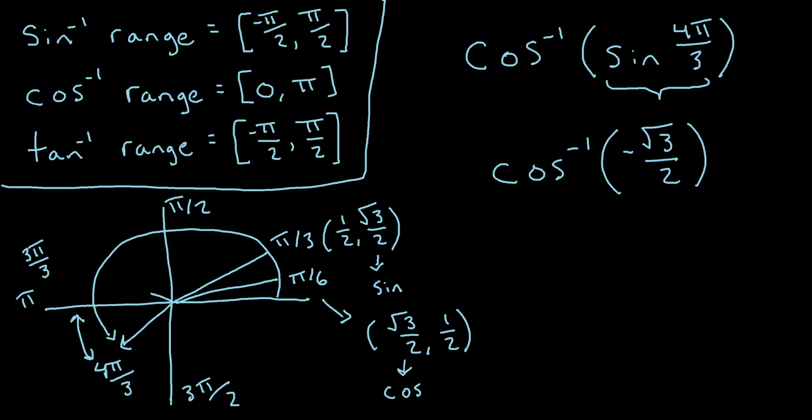But if we go over here in quadrant 2 and we think about 5 pi over 6, what are the xy coordinates on that? Well, that would be negative root 3 over 2 and 1/2. So 5 pi over 6 does have a cosine value of negative root 3 over 2. So our final answer is 5 pi over 6.